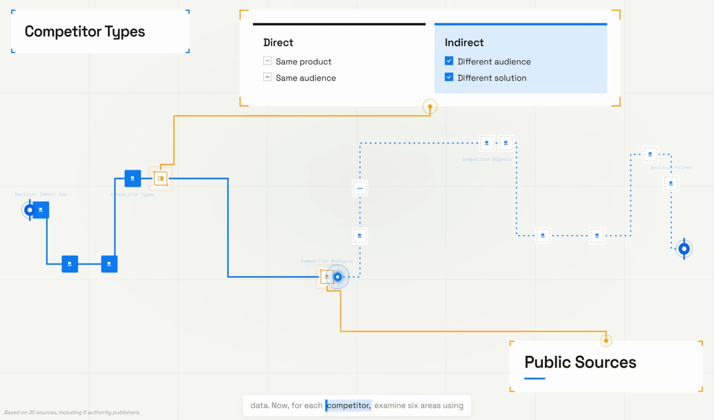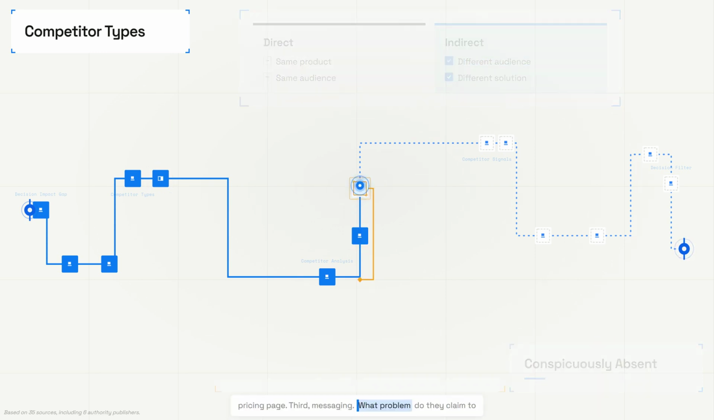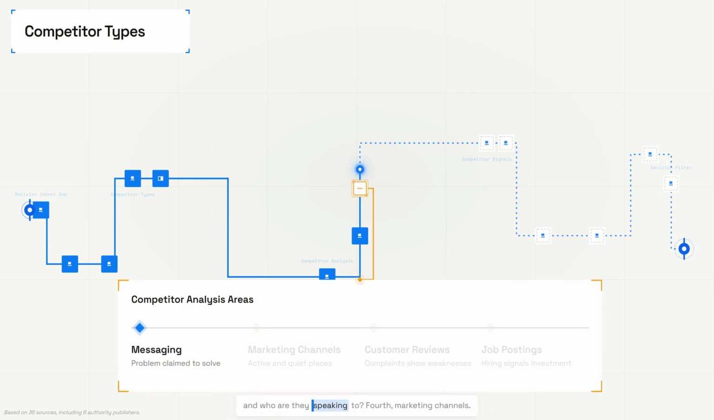Now, for each competitor, examine 6 areas using only public sources. First, product or service features, what they offer and what they don't. Second, pricing, structure, tiers, and what's conspicuously absent from their pricing page. Third, messaging. What problem do they claim to solve and who are they speaking to? Fourth, marketing channels, where they're active and where they're quiet. Fifth, customer reviews on G2 and Trustpilot or Google. Complaints reveal genuine weaknesses far more reliably than any marketing copy.